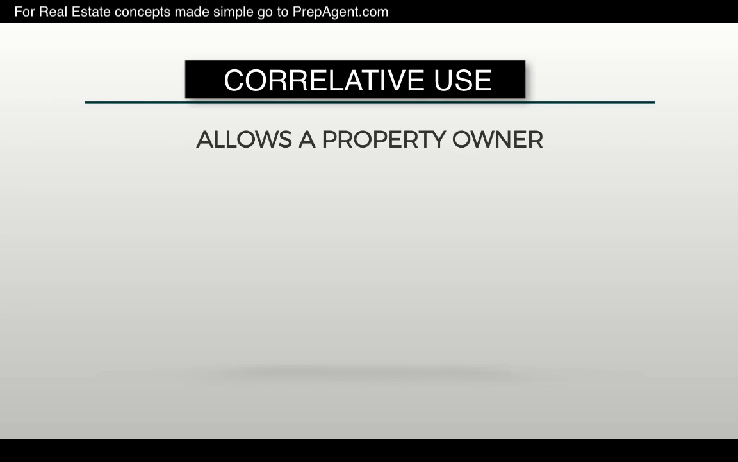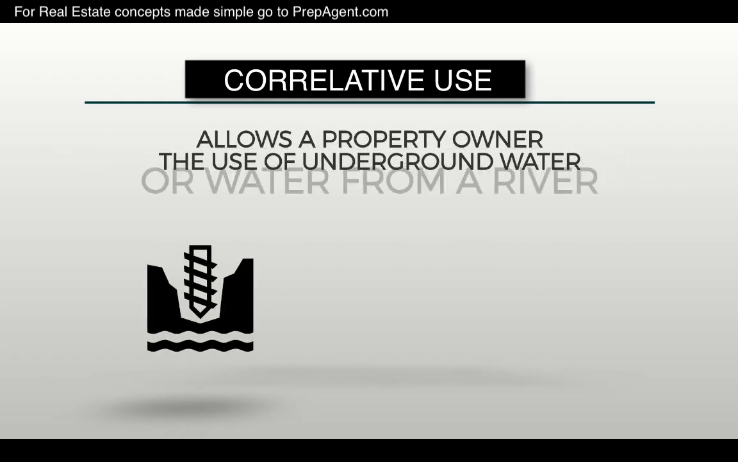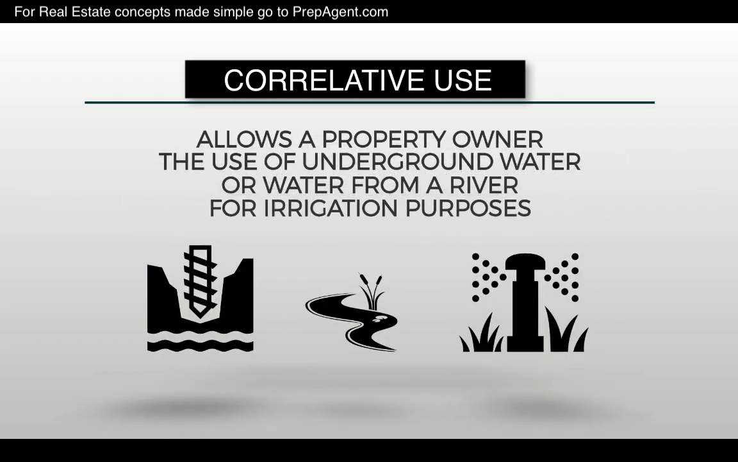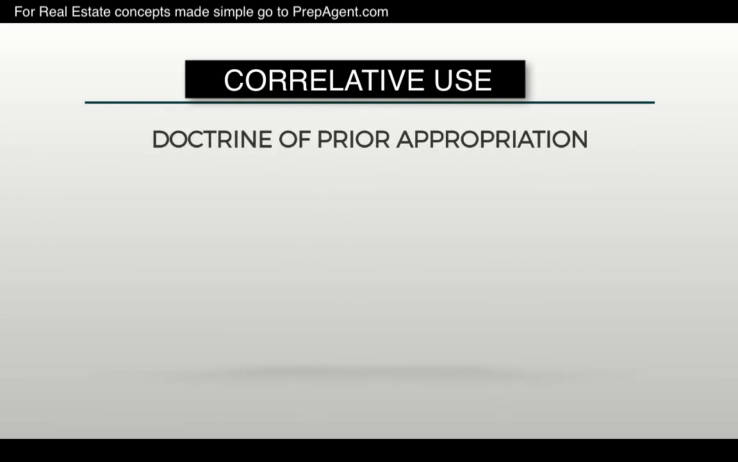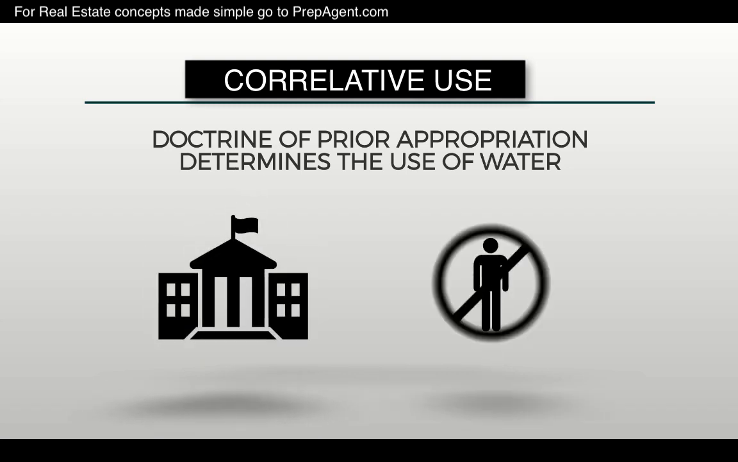Correlative use allows a property owner the use of underground water or water from a river for irrigation purposes. In states where water is scarce, the doctrine of prior appropriation determines the use of water. Under this doctrine, the use of water is determined by the state, not the owner whose property is adjacent to the body of water.